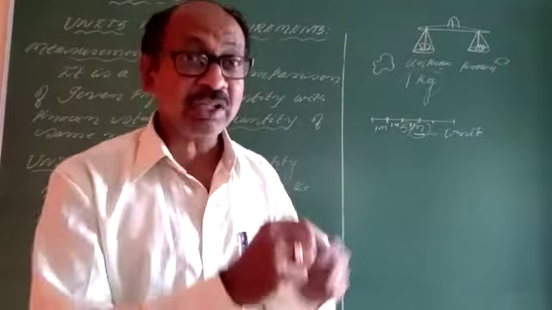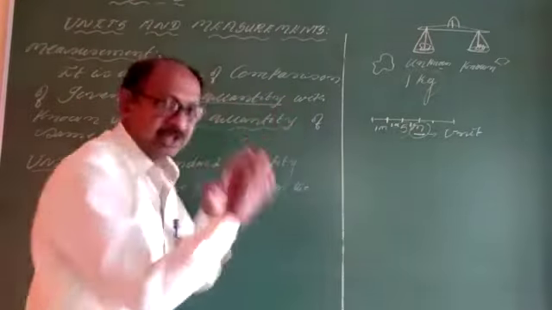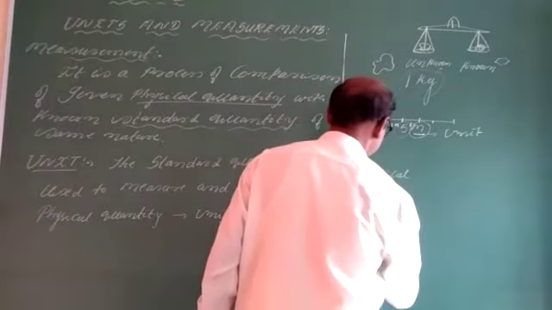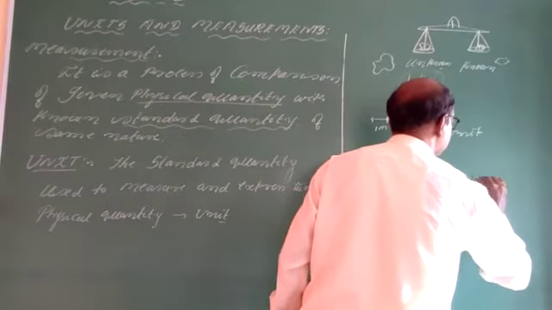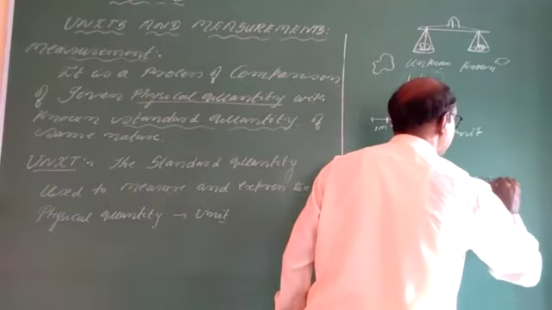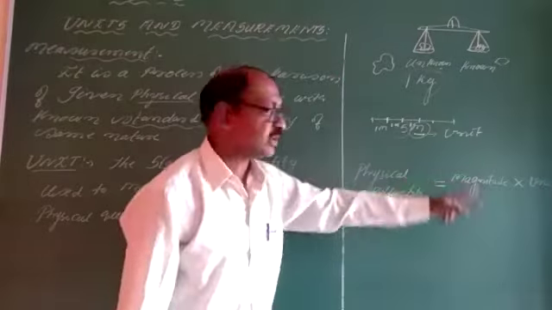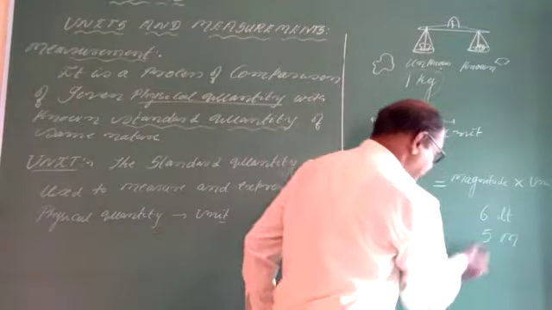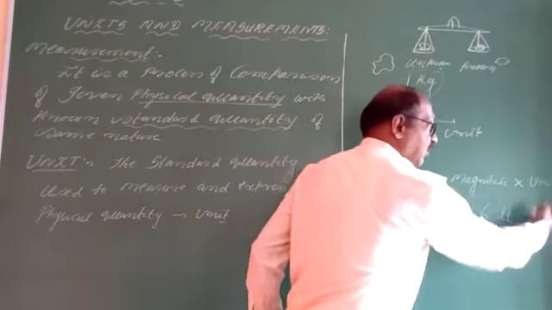So what are physical quantities? A physical quantity is equal to the magnitude, or numerical value, into the unit. Magnitude means how many times this particular unit is repeated. For example, 6 liters: 1 liter is repeated 6 times. For 5 meters, the 5 shows the magnitude and M, the meter, shows the unit.